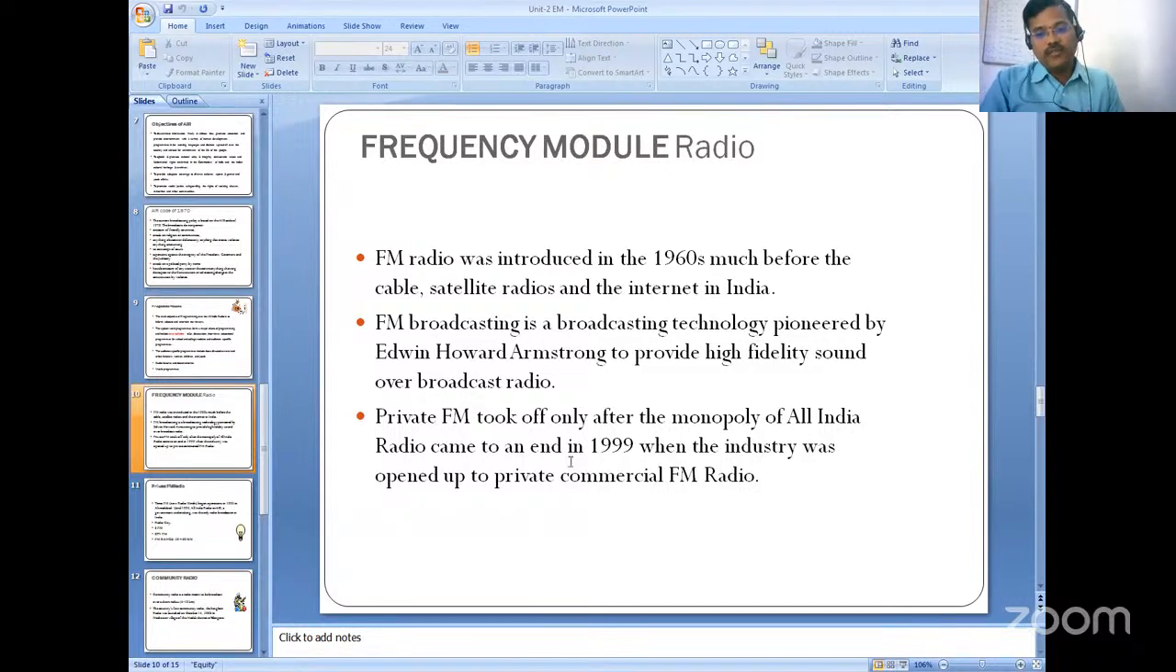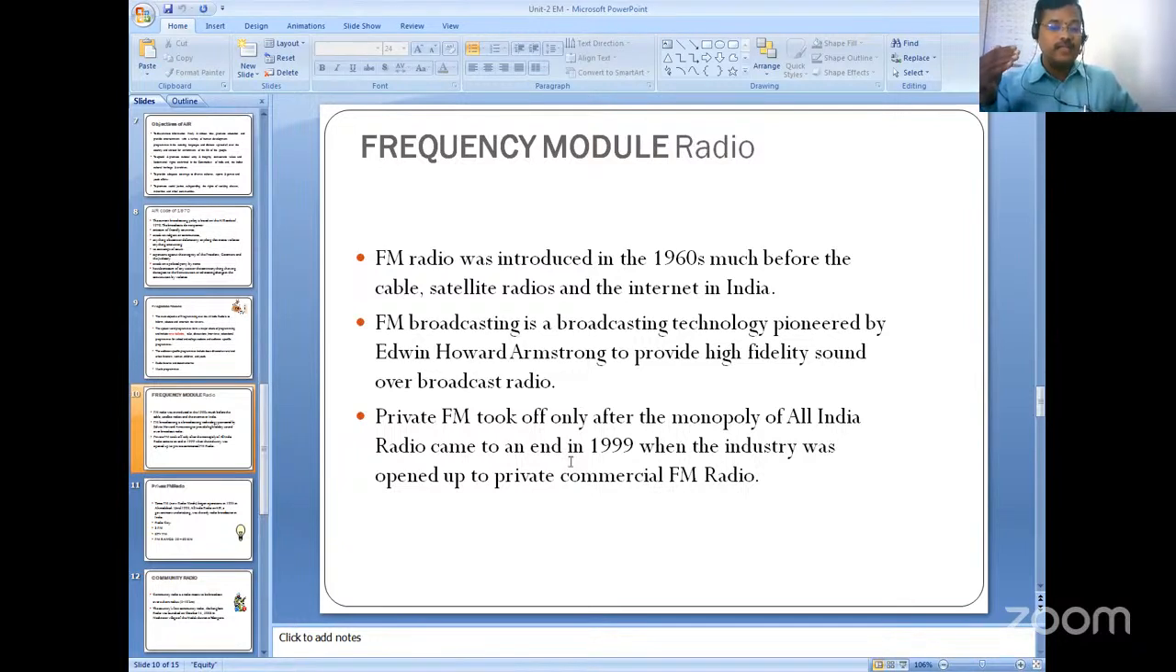Now, here we will discuss frequency modulation radio, FM radio in general, as we call it. FM radio was introduced in the 1960s. And at the same time, we also have cable and satellite radios.